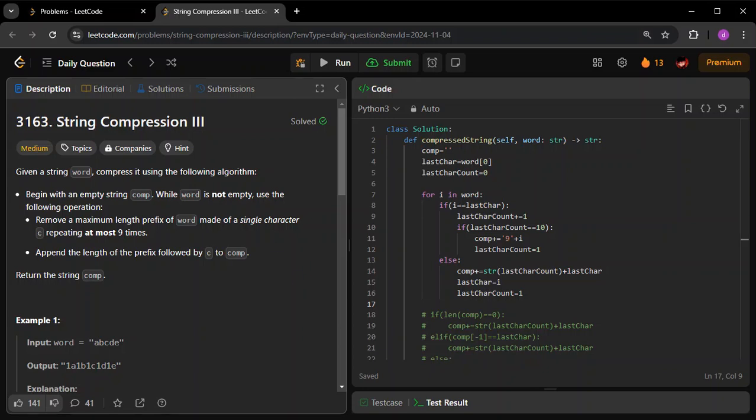Today we are at day 4 of the November daily LeetCode challenge and we have a medium level question in front of us. Though many claim that it is not a medium level but an easier level question, but still we'll see what it is. Okay. So it is 3163, String Compression 3.